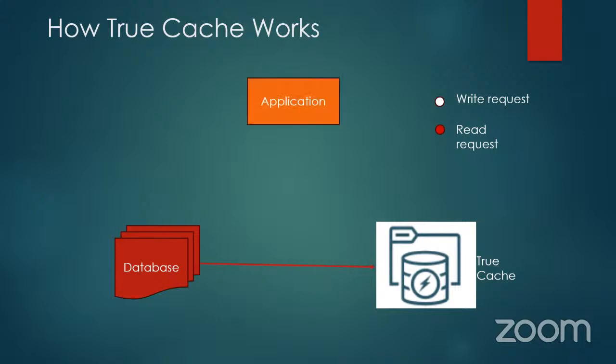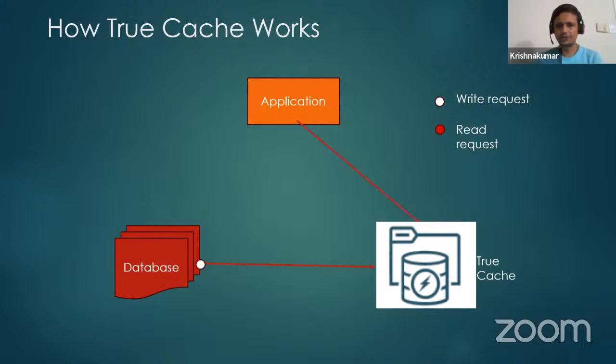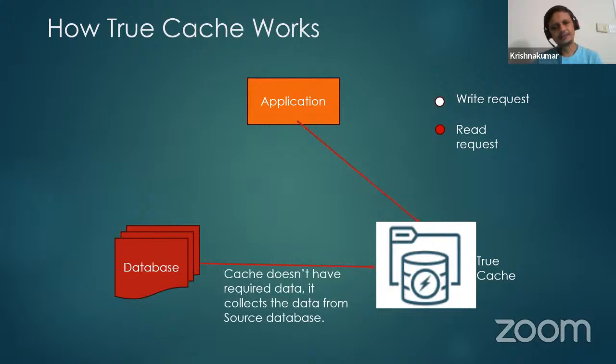Now the application comes in and wants to read some content. I have configured it in such a way that it will go to the TrueCache. It is a read request, and it goes to the TrueCache. If the data is already available, the TrueCache will pass the data to the application. Otherwise, it will send the request to the source database, collect the data from there and store it in the TrueCache, and then send the data back to the application.